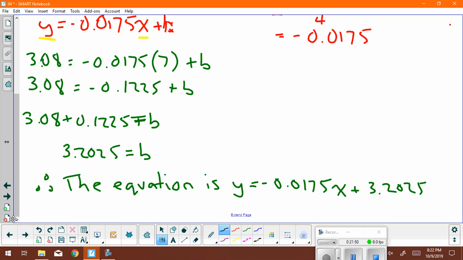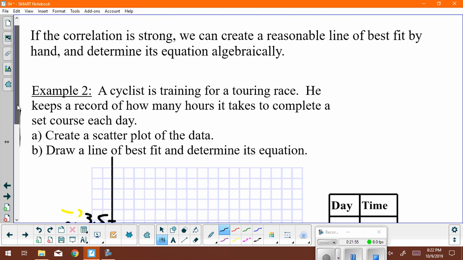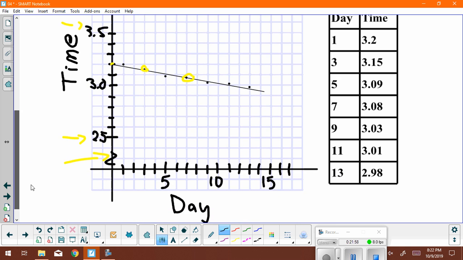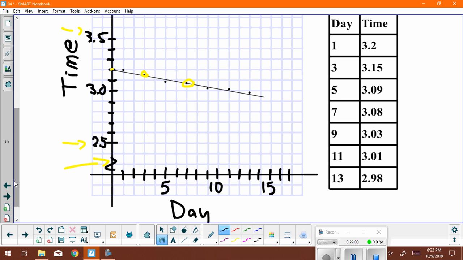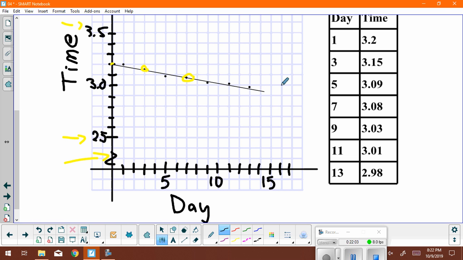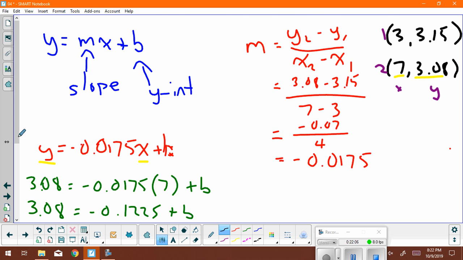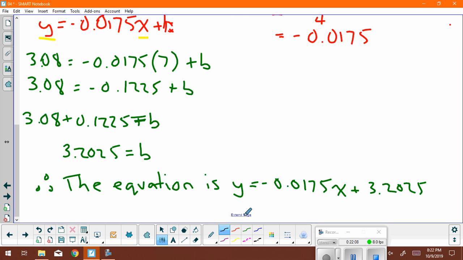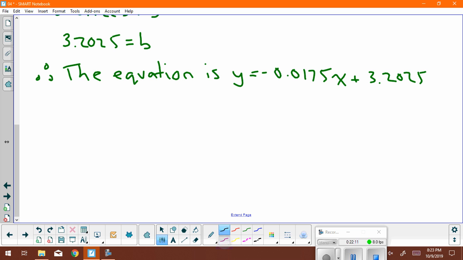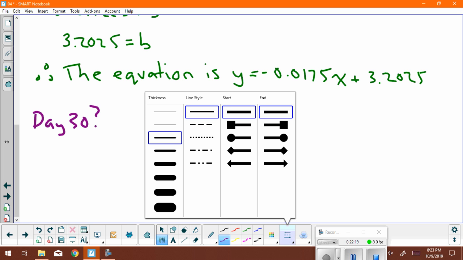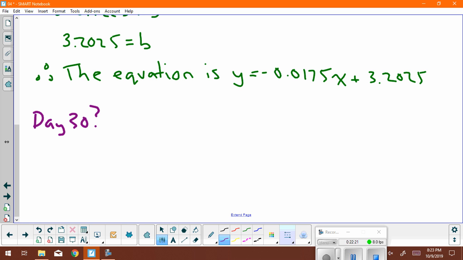Again, what would be the point of doing this, or what's the potential use here? The potential use would be, if I go back here for a second, let's say this guy who is training for the bike race is racing a total of 30 days after he started. Assuming that the trend will continue like this, I could make a prediction. What would happen on day 30? The way we had this set up, x would be our number of days. That was our x-axis.